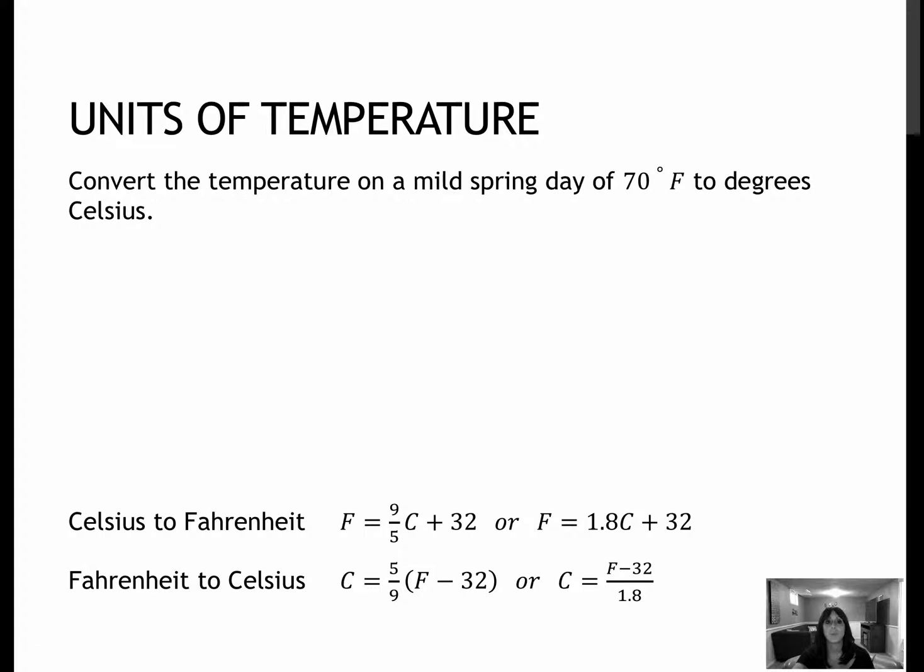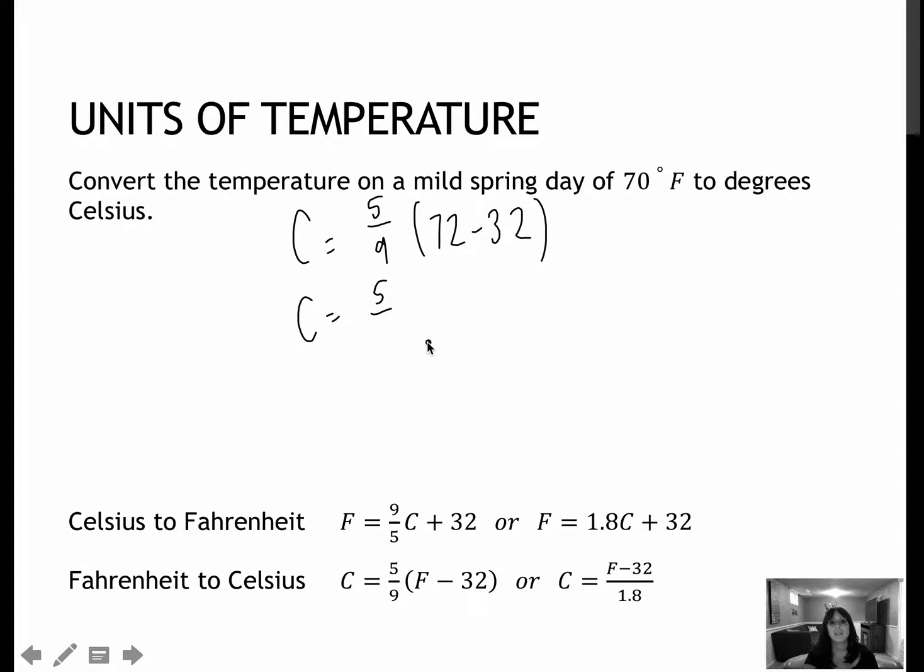So let's see how we do. We've got the temperature on a mild spring day of 70 degrees Fahrenheit, and we're going to convert that to Celsius. So I know if I'm going from Fahrenheit to Celsius, I'm going to use one of these two values, and it doesn't matter which one. We're going to say Celsius is 5/9 times 70 minus 32. So 5/9 and then 70 minus 32 would be 38.